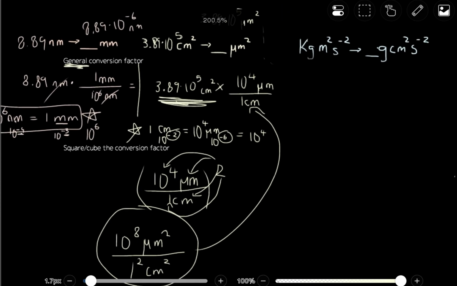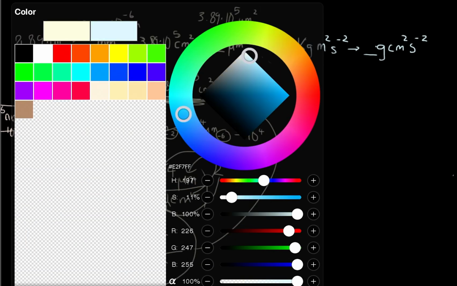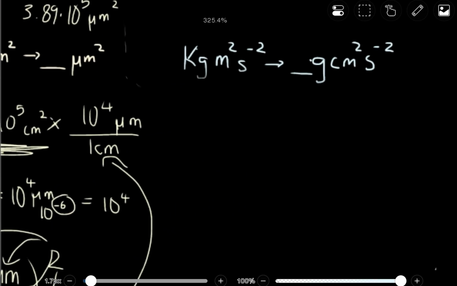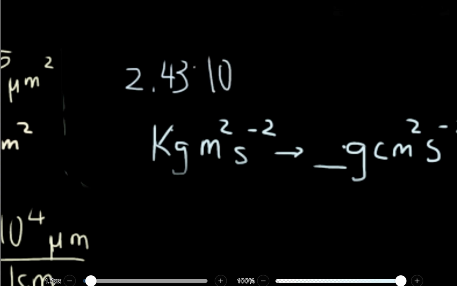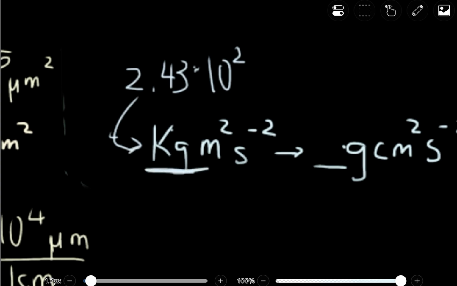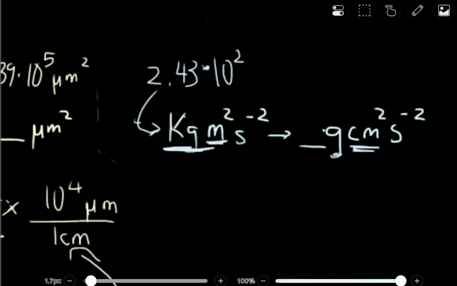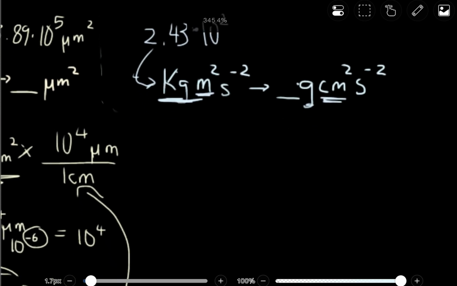All right. Now we're going to go to our last problem of the day. The number that I will give you will be 2.43 times 10 to the power of 10, and it's going to be kg to grams, and then meters squared to centimeters squared. Feel free to pause this video and jump back when you think you have an answer.